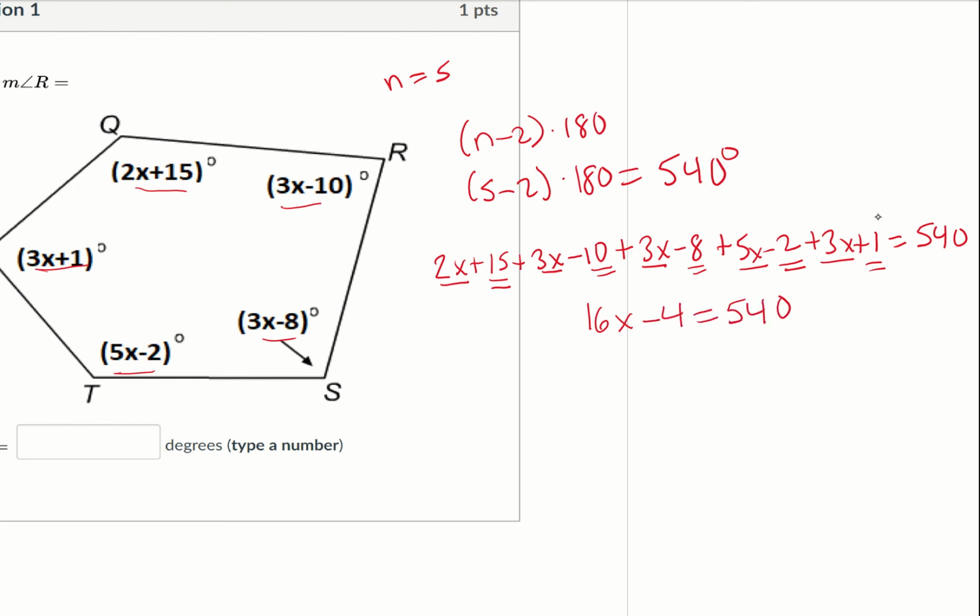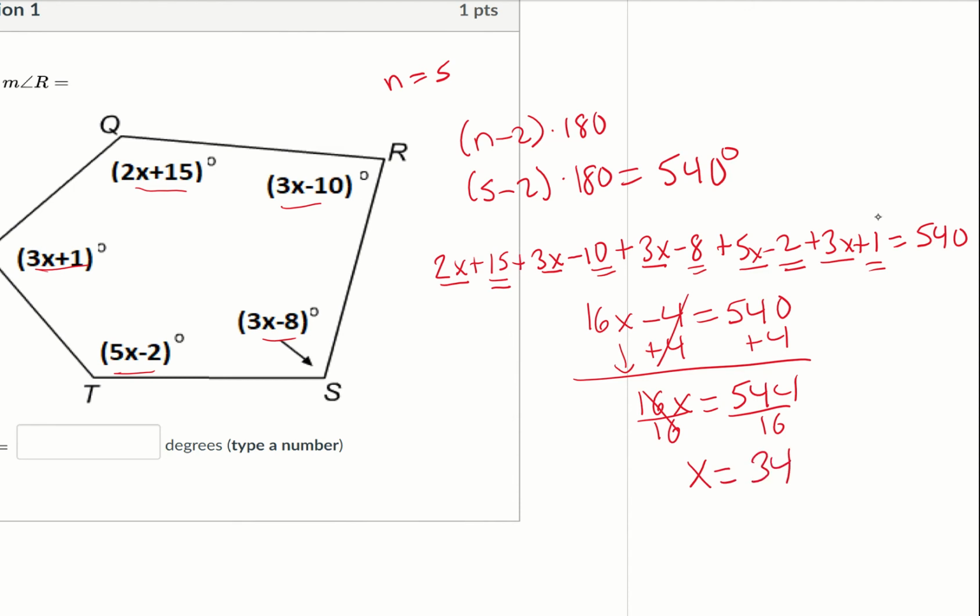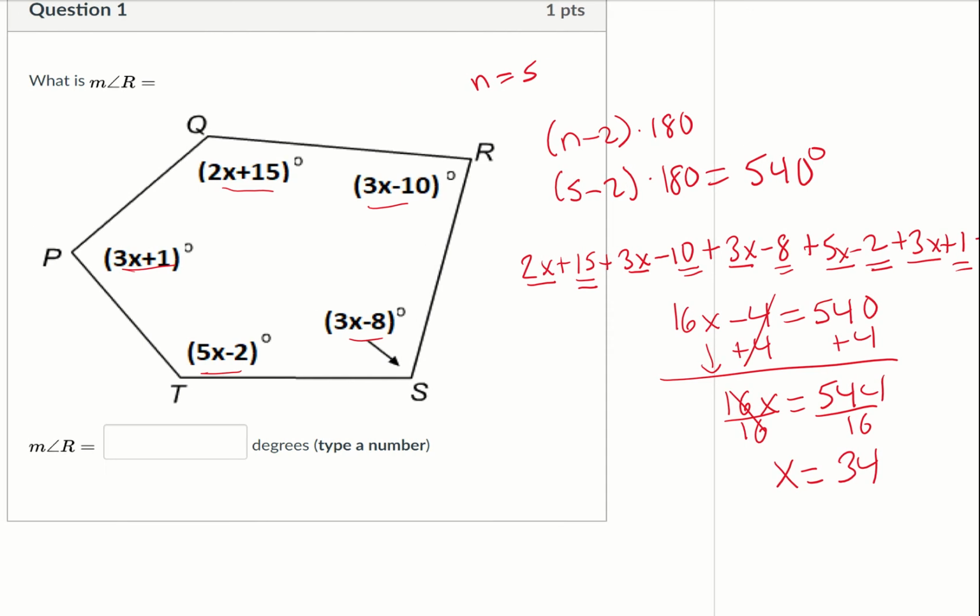It's equal to 540. We can go ahead and solve the equation by adding 4 on both sides. Bringing this down, we get 16x equals 544. We'll divide by 16 on both sides, and we're going to get 34. So x is 34.